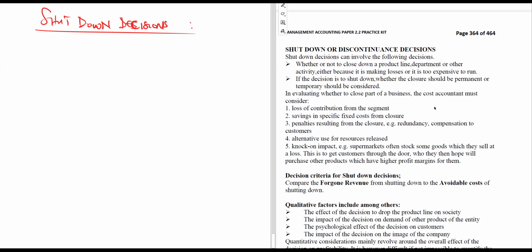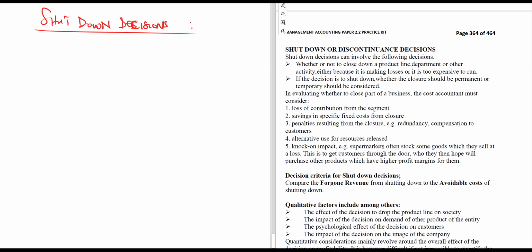So in evaluating whether to close part of a business, the cost accountant must consider: one, a loss of contribution from that segment; savings in specific fixed cost if you close it; penalties resulting from the closure, like redundancy and compensation to your customers; and alternative use of the resources released. If you close down a division, there's spare capacity. What is the knock-on impact?